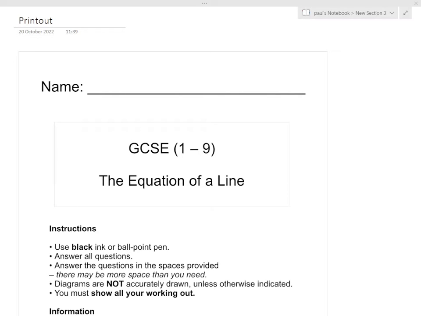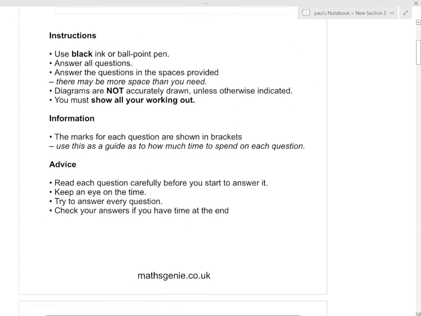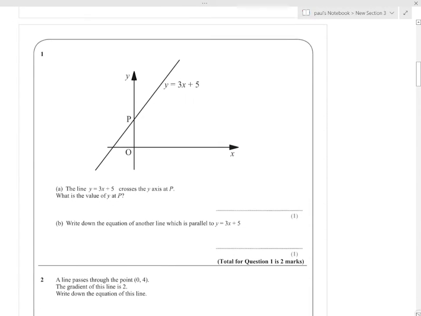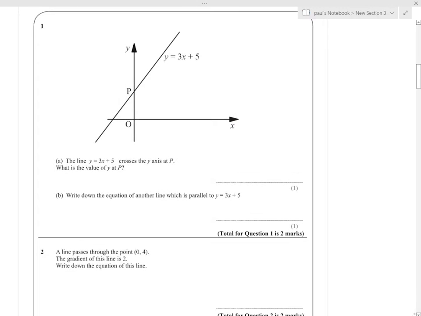Okay, right, this one, the equation of a line. Right, now, lots and lots of ways to find this out. I wonder how difficult this is going to be. Probably impossible, but anyway. So here's a line, y equals 3x plus 5.